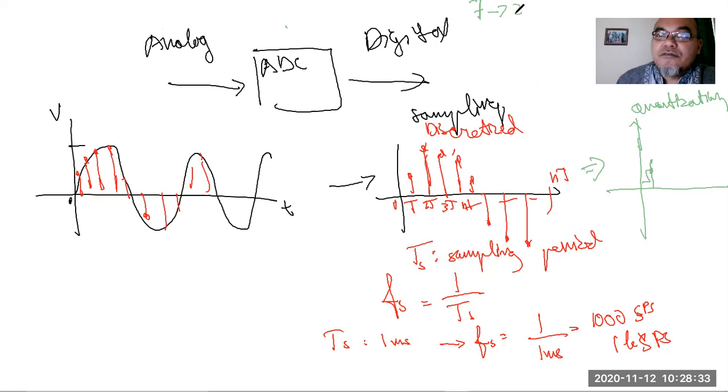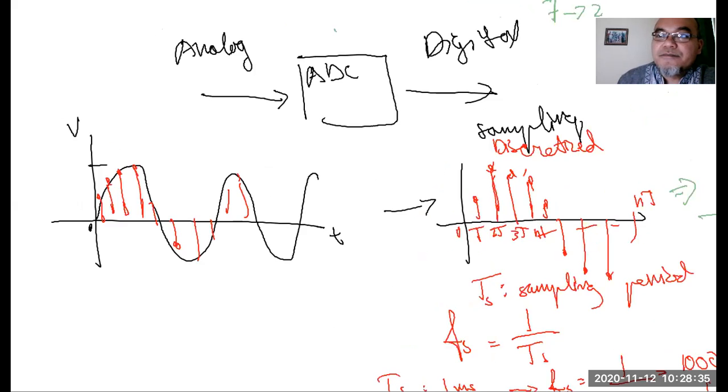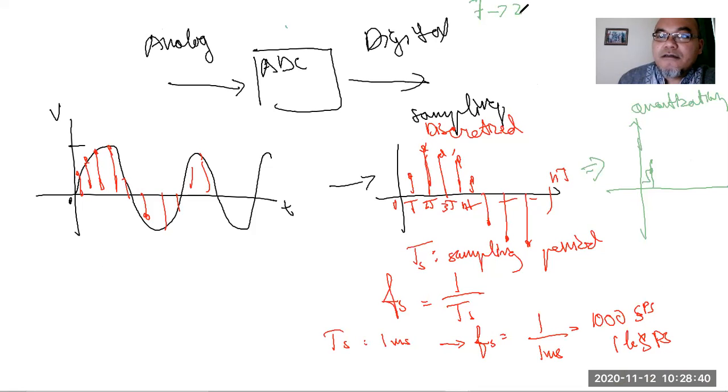7 is equal to what? 4 plus 2 plus 1, right? So this is 2 to the power of 2, plus 2 to the power of 1, plus 2 to the power of 0. Or if we express it as an 8-bit value, this becomes 0, 0, 0, 0, 0, 1, 1, 1. Okay, so that is an 8-bit value.